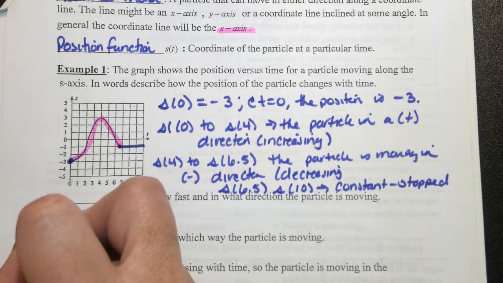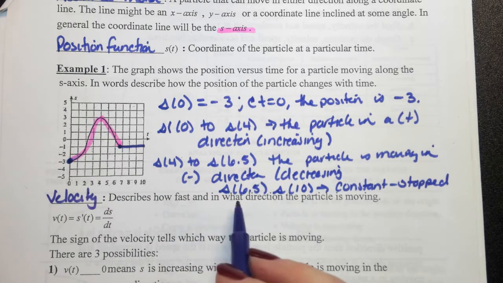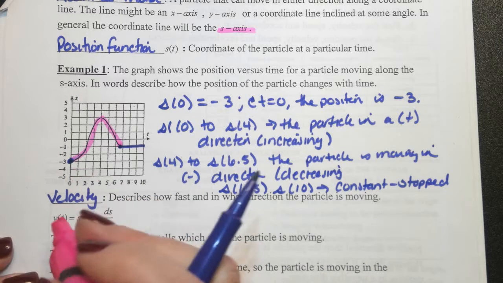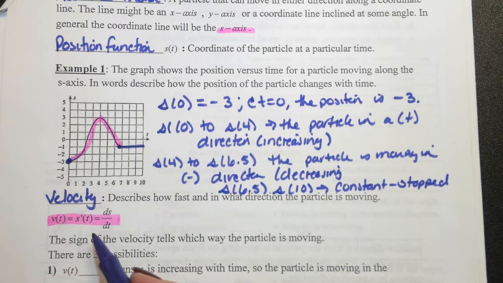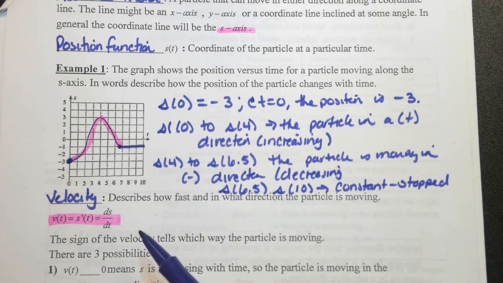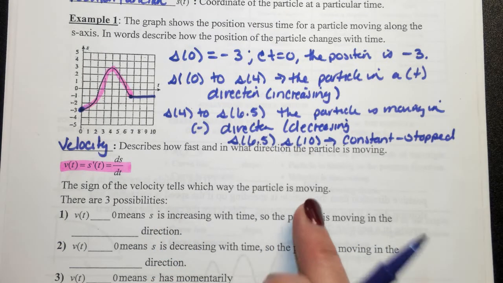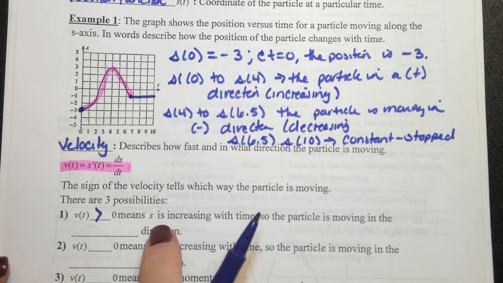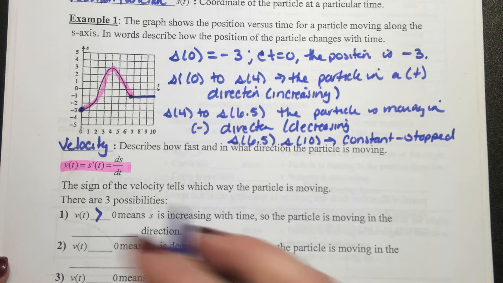So we talk about velocity. It describes how fast and in what direction the particle is moving. Your velocity function is the first derivative of your position function. So v of t is your s prime of t. s of t is your position function, s prime of t is the velocity. The sign of velocity will tell you which way the particle is moving. There are 3 possibilities. v of t is greater than 0, which means your s is increasing with time, so the particle is moving in the positive direction.